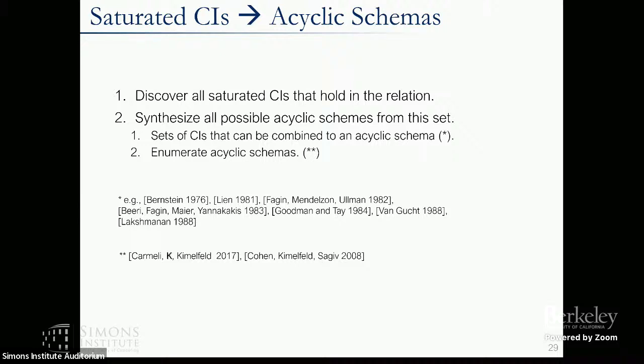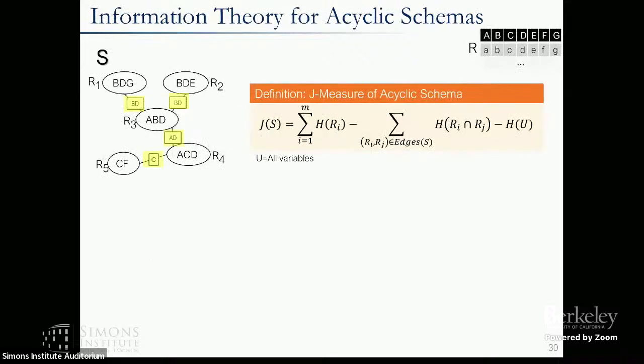And then we want to be able to enumerate them. For this, we rely on the previous work of Carmeli, Kimelfeld, and myself, where we showed an efficient algorithm for enumerating all of the tree decompositions of a distribution. So basically the second bullet is solved. I will note that what we are looking for are these approximate acyclic schemes, right? We don't necessarily want the hard constraint that they hold exactly. And therefore this is going to be the challenging part of discovering all these independencies.